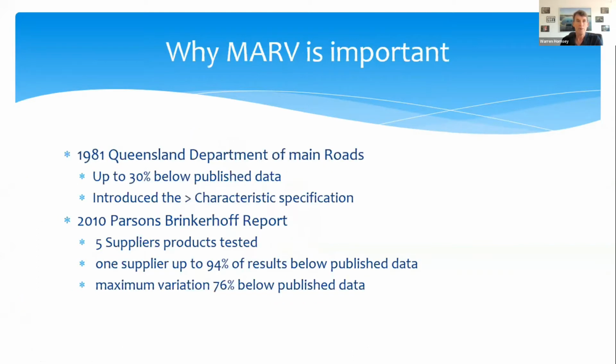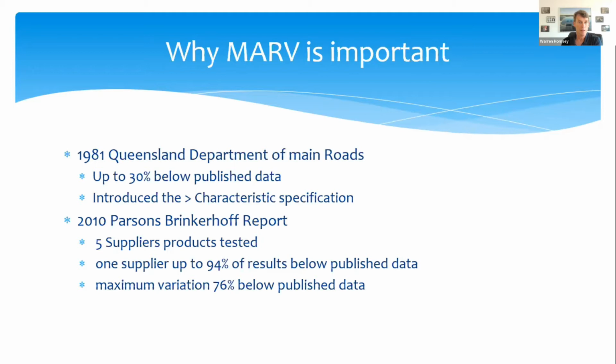And why is MARV important? In the past, and pretty much the same time as MARV was developed, Queensland Main Roads did an analysis on what suppliers published in terms of their data sheets versus what they were seeing in terms of test results. Back in 1981, they were showing that the values were up to 30% below what was published in their data sheets. So hence they introduced the characteristic specification, which is now a minimum value.